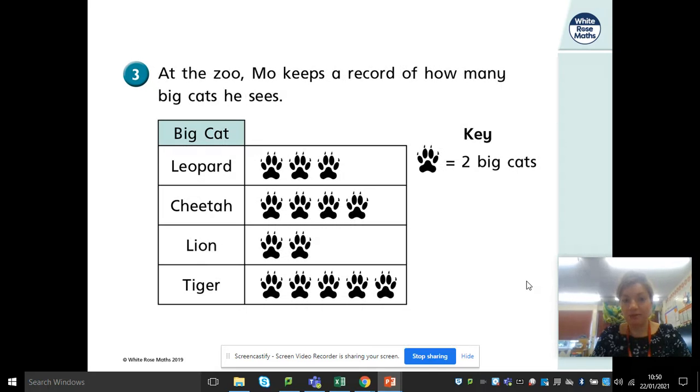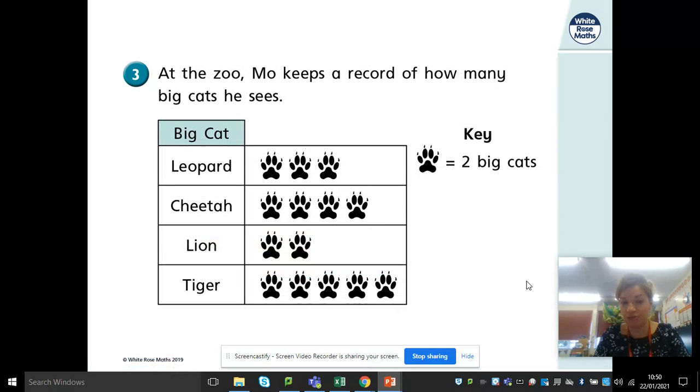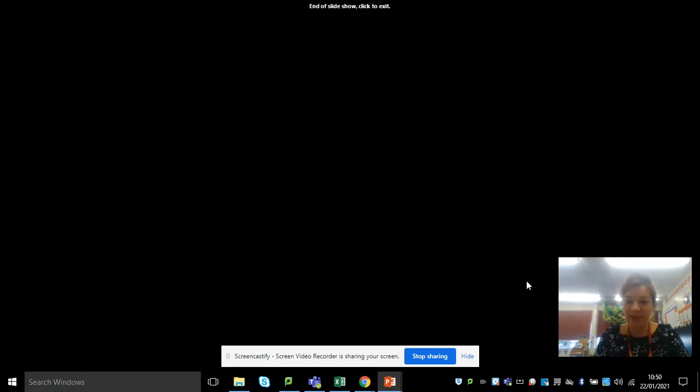So at the zoo, Mo keeps a record of how many big cats he sees. Remember to look at the key. Fantastic. And you can see that the key here is that one paw print is 2 big cats. Dora's tried to show the same information on a block diagram, but she has made a mistake. So I want you to have a look and complete the block diagram so that the information is correct. Okay, so there's a little mistake there. I'm not going to tell you what it is. You might have already spotted it, and you can work that out from there.